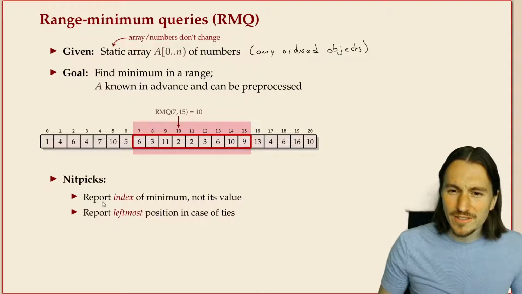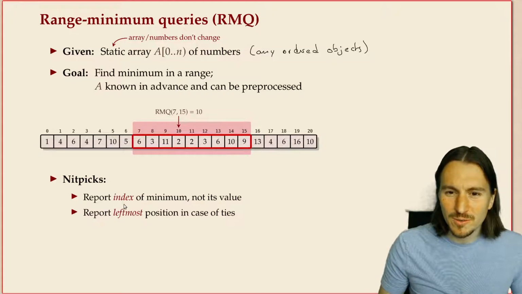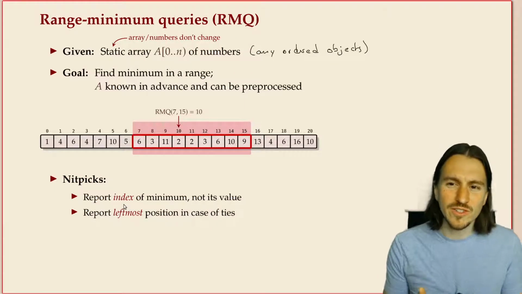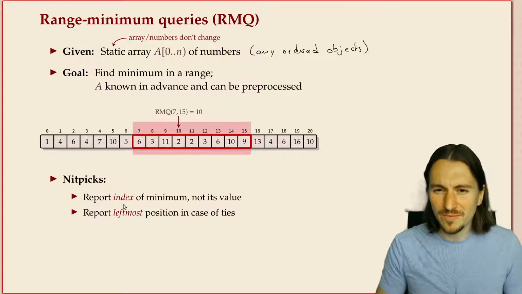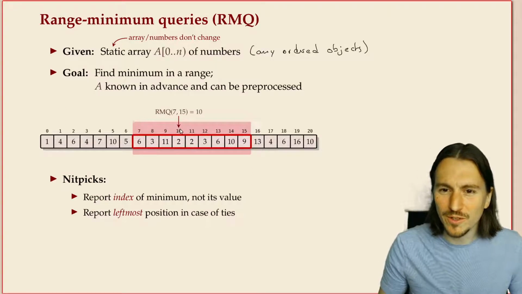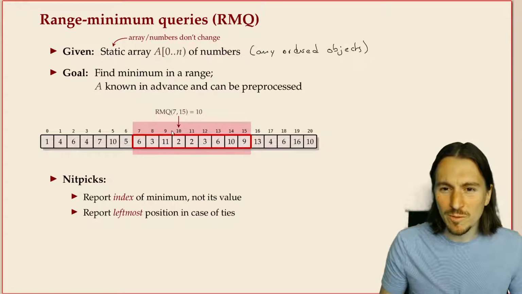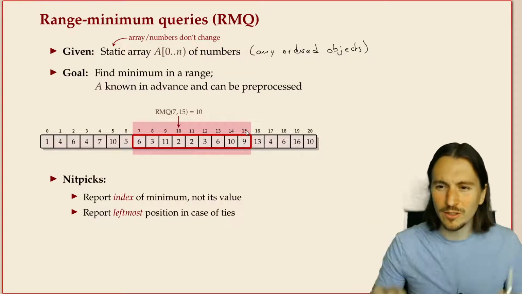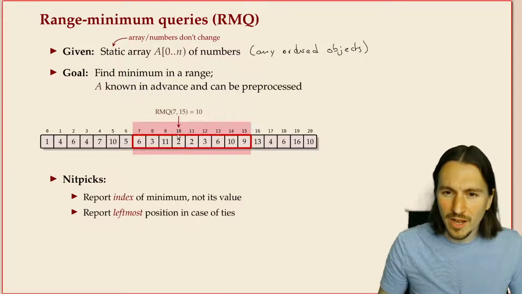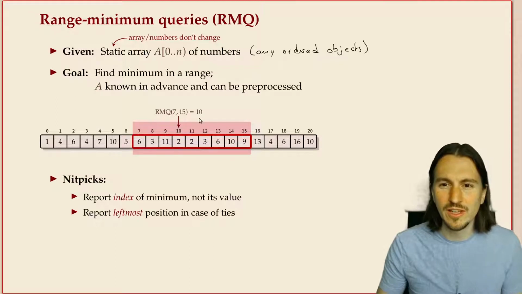Two little details of the definition: we report the index instead of the value. That's a minor thing because you can always look in the array. So if I say RMQ of 7 and 15 is 10, what that means is the range that stretches from 7 to 15, both inclusive, has a minimum at position 10. I don't report the 2, I report the index.